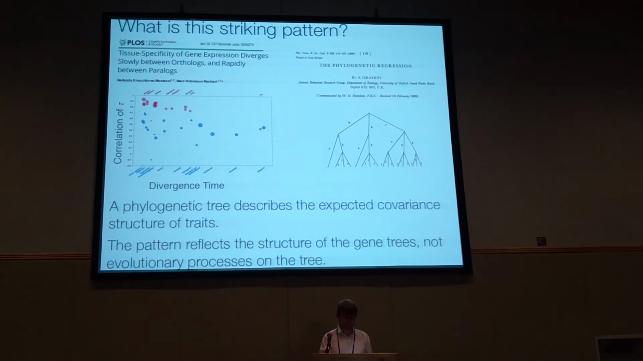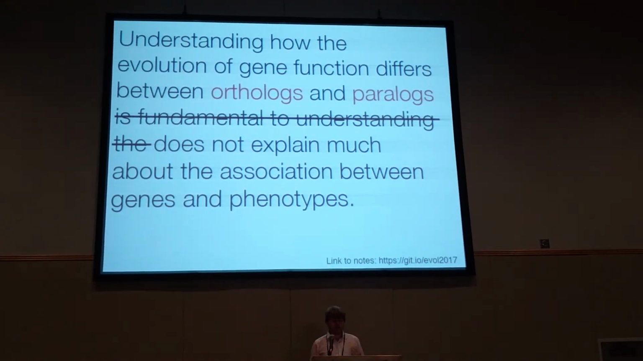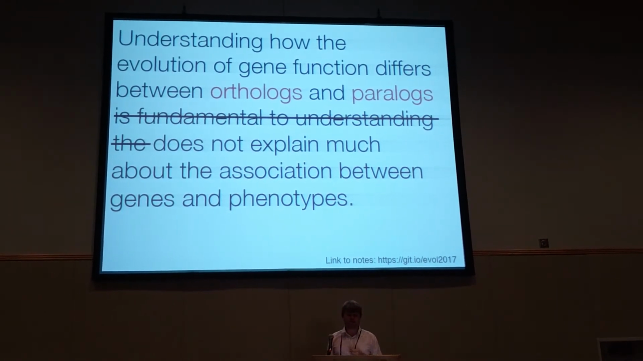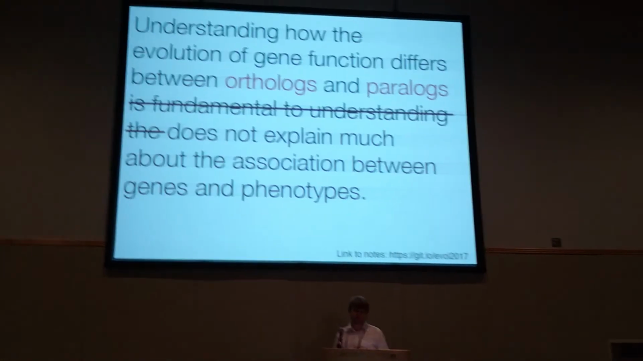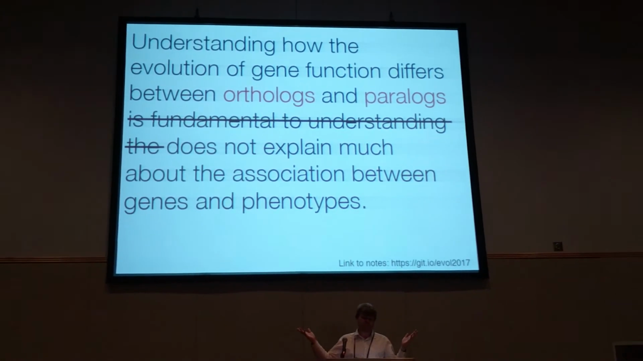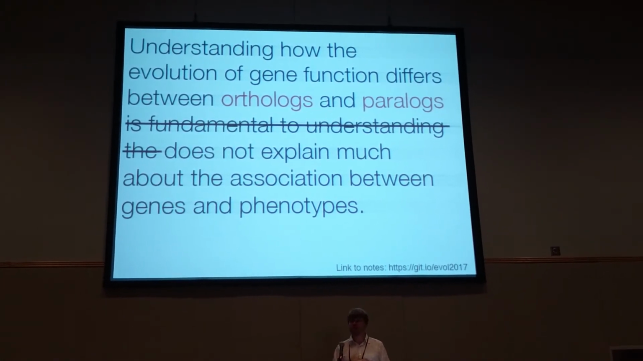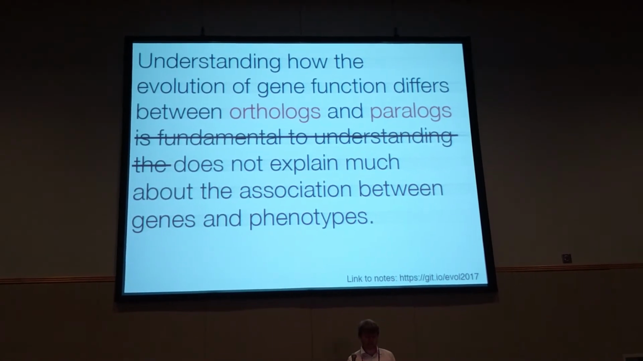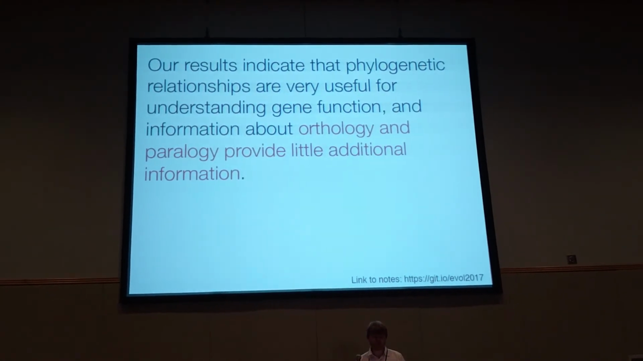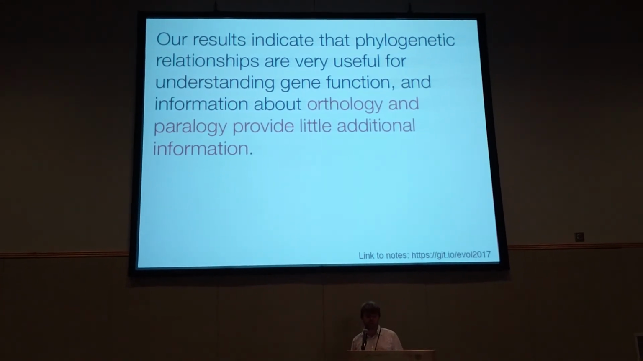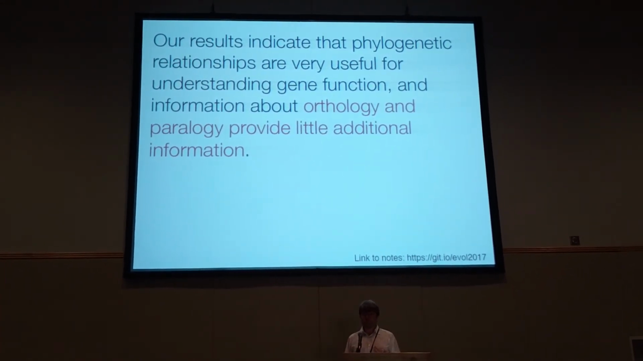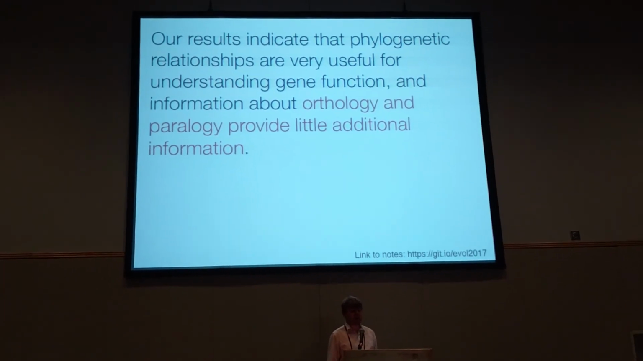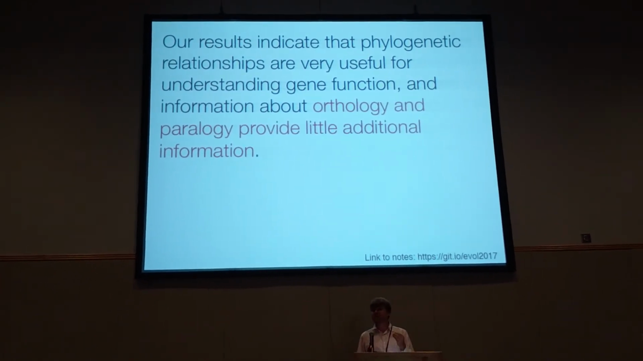We thought it might be, but it really surprised all of us how important it turned out to be in this case. All right, so let's revise that statement I put up earlier. Understanding how the evolution of gene function differs between orthologs and paralogs does not explain much about the association between genes and phenotypes elicited in this clade when the phenotype that you're looking at is gene expression. So our results indicate that phylogenetic relationships are very useful for understanding gene function, and the information about orthology and paralogy is just providing little additional information.